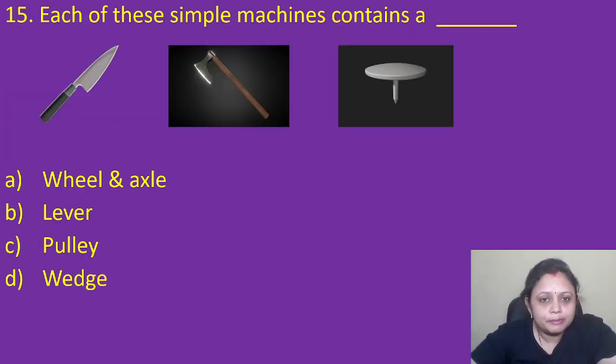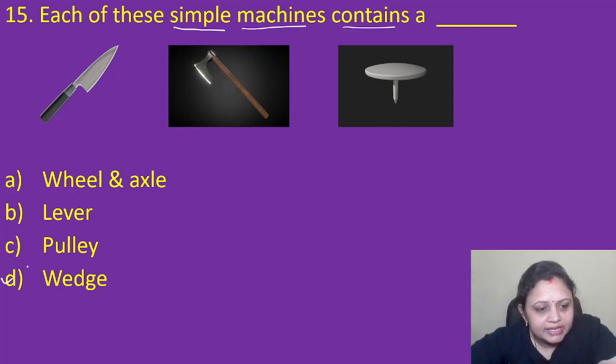Each of these simple machines contains a, so you can see different structures are there, different pictures are there, right? Each of these simple machines contains a: option A wheel and axle, B lever, C pulley, D wedge. So here the correct answer is option D, that is wedge.